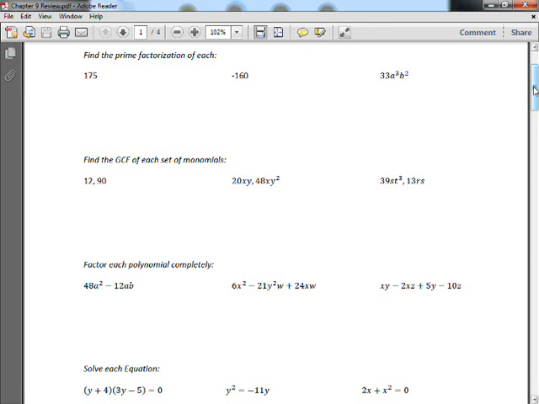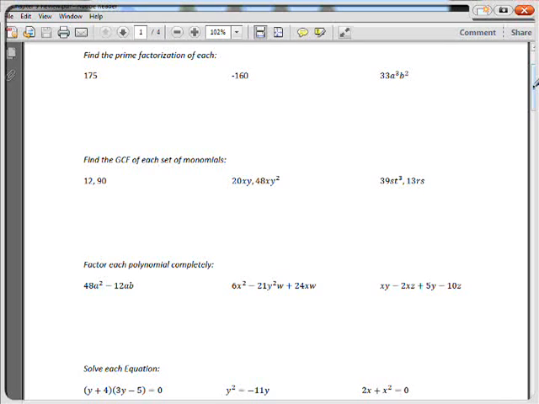We're supposed to find the prime factorization of each. You can break this down by using a tree if you like. 175 can break down to 25 and 7. And then 25 can be broken down to 5 and 5. And so 175 can then be 5 times 5 times 7.